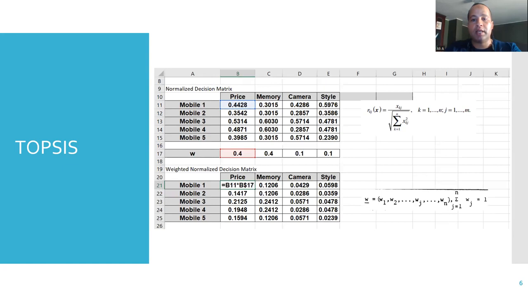Now, let's say that as decision maker, I have preference over the criteria we are making the decision based off. Simply add the weights, which must add up to 1, and multiply them by the normalized decision matrix value. This will give us a whole new scale called the weighted normalized decision matrix.